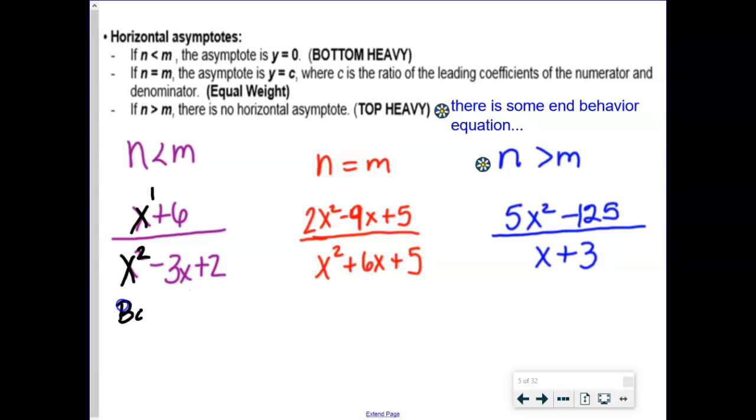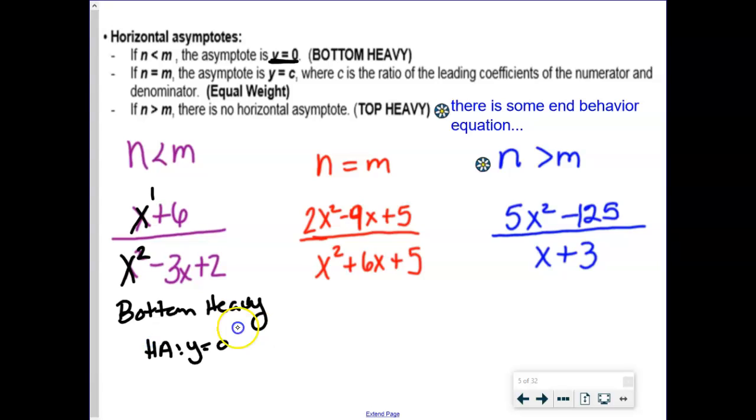This one is bottom heavy because there's a higher degree in the bottom of the fraction, or the denominator, than the numerator. So you get to use this little cheat sheet on your homework, and I'll give you a new copy for the test. When it's bottom heavy, it says that means you have a horizontal asymptote at y equals 0.